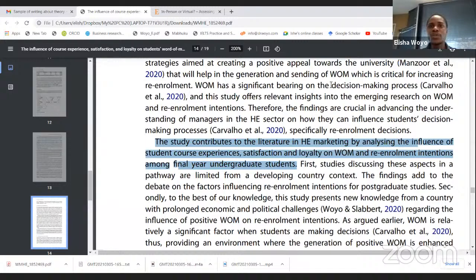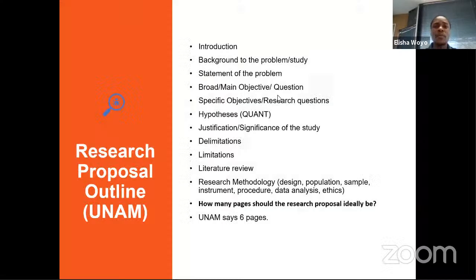And secondly, your significance of the study should also be based on what practically we benefit from your research, as people who are working in agritourism. What do we benefit? So you need to state those two things. They form part of your significance of the study.